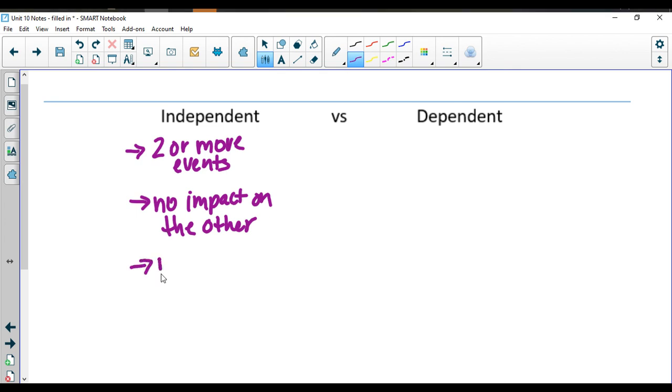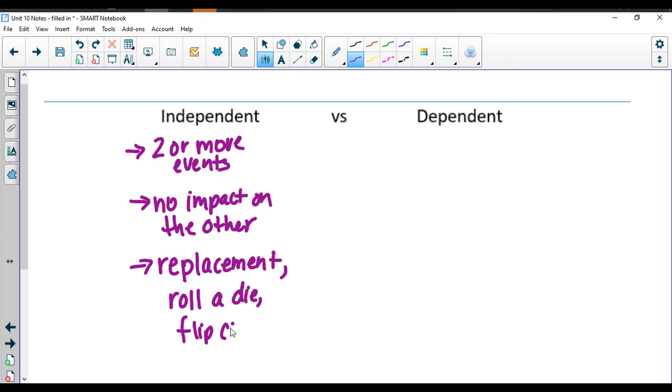The other scenario that we see these is when we have replacement. So we saw examples like that today when we picked out the shirt from our suitcase and then put it back into the suitcase. It didn't change the scenario. Other examples would be to roll a die, to flip a coin, or spin a spinner. Those things have no impact on each other, and it's not like the spinner changes after you've actually spun it.